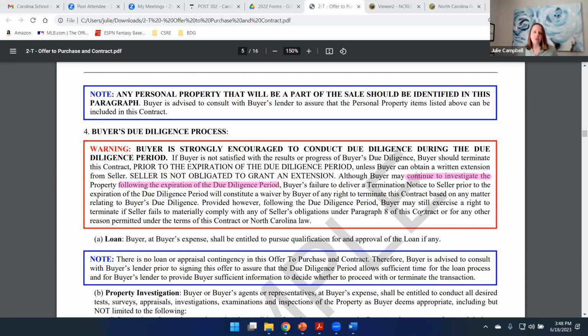Buyer's failure to deliver a termination notice to the seller prior to the expiration of the due diligence period will constitute a waiver by buyer of any right to terminate based on any other matter relating to buyer's due diligence. Provided, however, following the due diligence period, buyer may still exercise the right to terminate if the seller fails to materially comply with their obligations that are going to be listed under paragraph 8, or for any other reason permitted under the terms of this contract or North Carolina law.